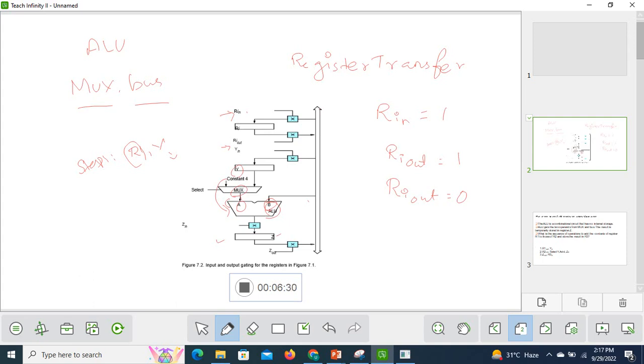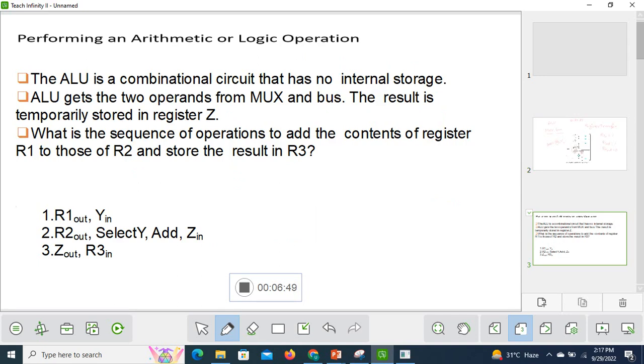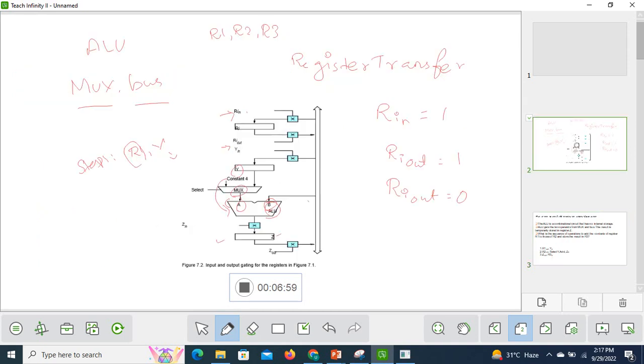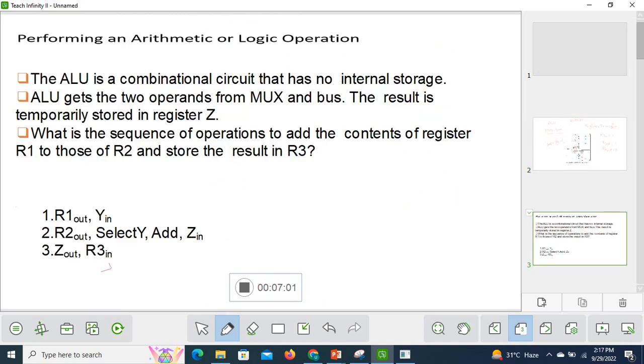The content of register Z is then transferred to register R3 finally. So we discussed initially that we are using three registers, R1, R2 and R3. In this way it is being performed. See, this final instruction, Z out, R3 in, will have the value of the final result. So we have taken a simple addition operation and performed it like this, and these are the sequences of operations.